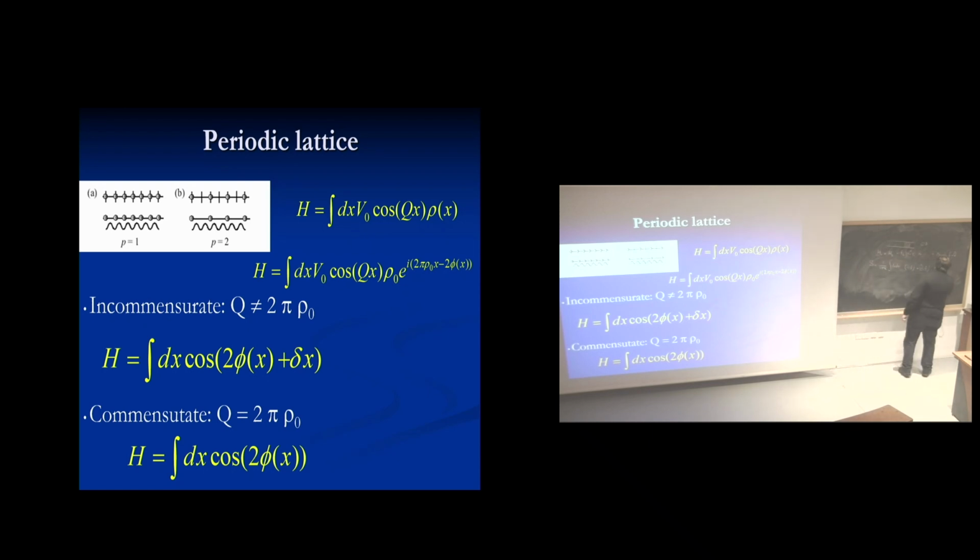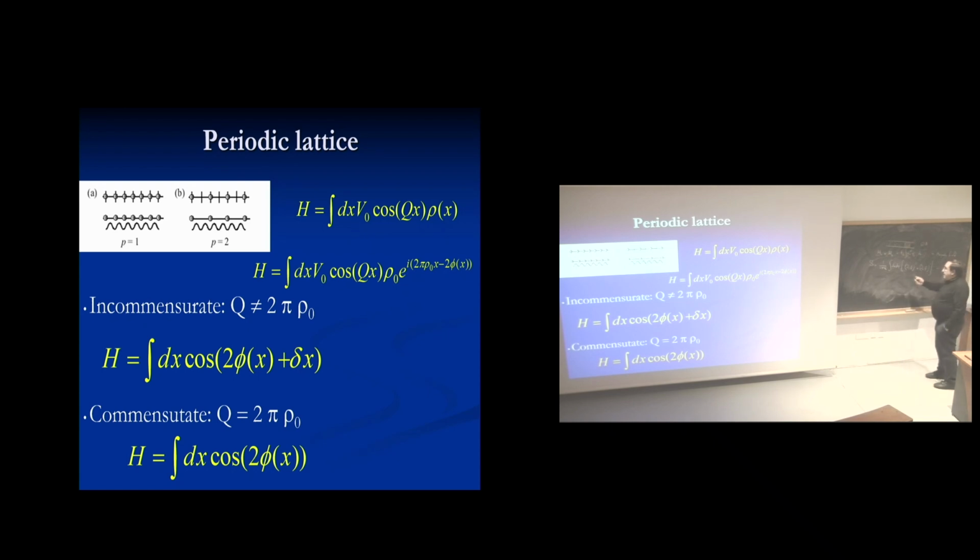Plus or minus g cosine 2 phi of x and tau, integrated over x and tau. So now you see exactly what happens. It's not a Luttinger liquid anymore. This would just be the Tomonaga-Luttinger liquid. But now there are two terms which compete.